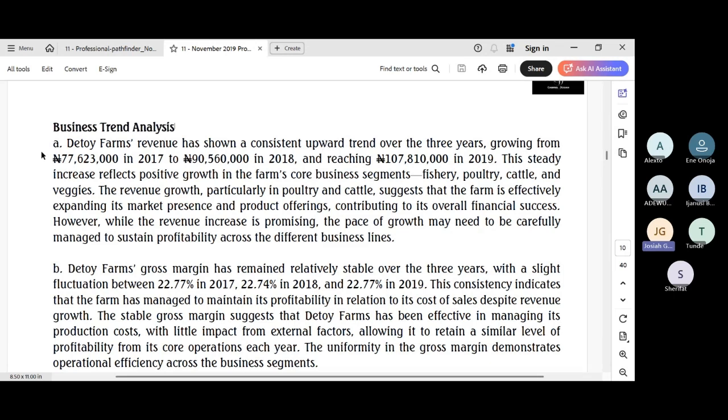So you see what they did in 2017 and we're stating it. And we said the steady increase reflects positive growth in the farm's core business segments. And we mentioned them. So we are saying that this area of the business is doing well. So we stated that in the first point.